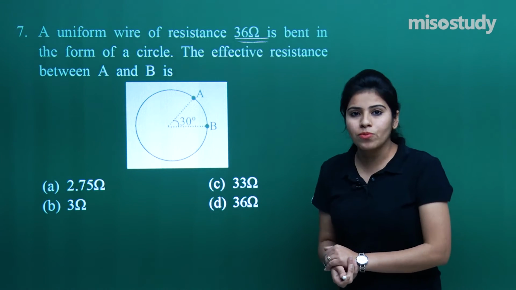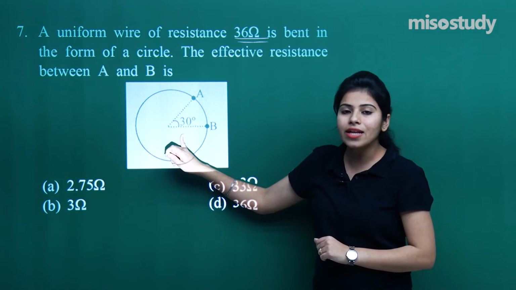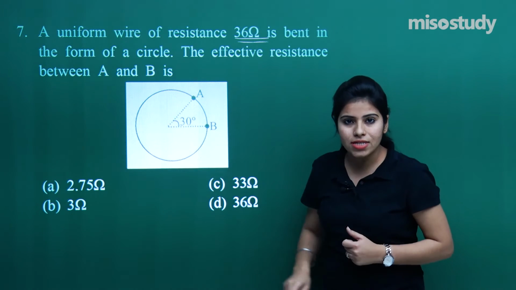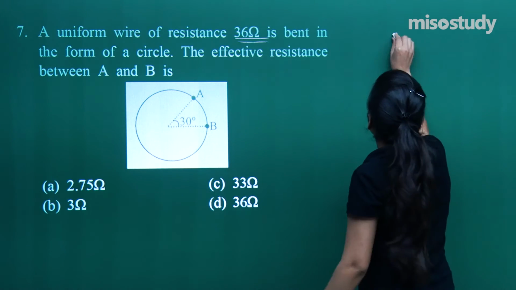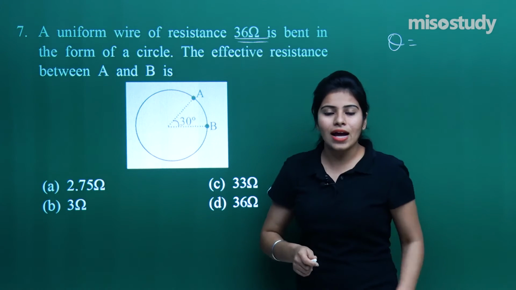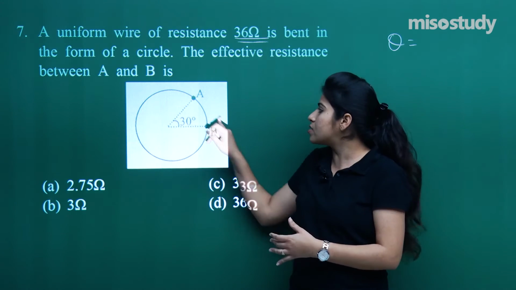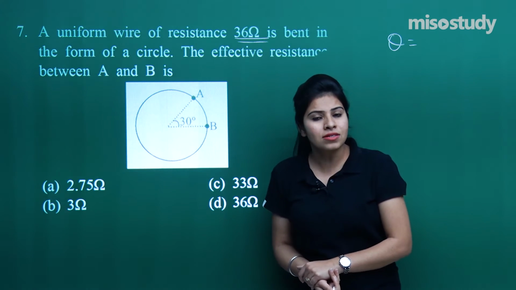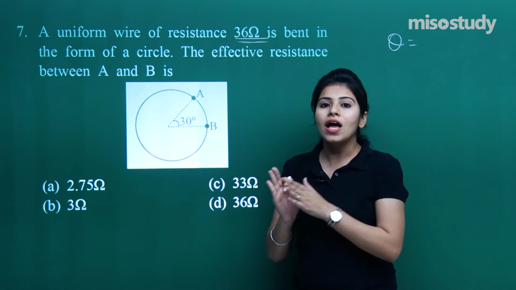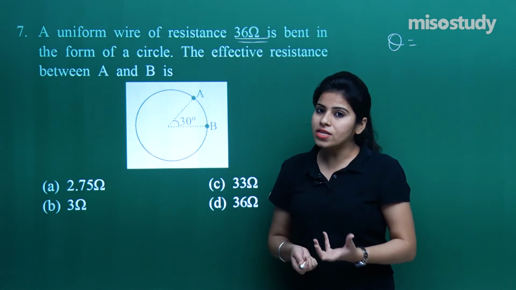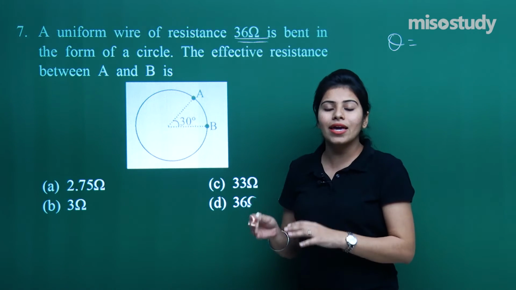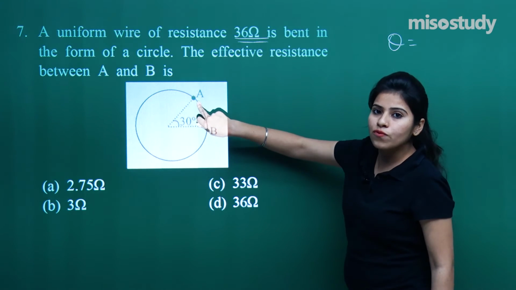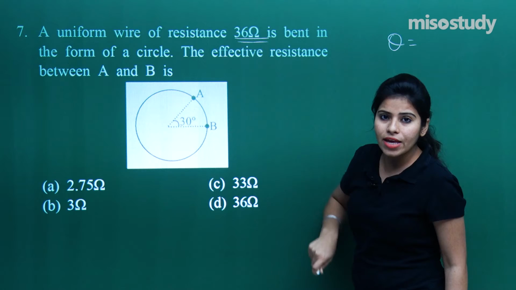What I can see from here is that we have been given this theta. We know that this is an arc, so we can easily find out the length of this arc by using what? And I can tell you one thing: if we are able to find out the length of this AB, we will be able to find out the resistance, because we know that resistance R equals rho L upon A, where rho is the resistivity, L is the length of the wire, and A is the uniform cross-section area of the wire. So first of all, we have to find out the length of this AB.